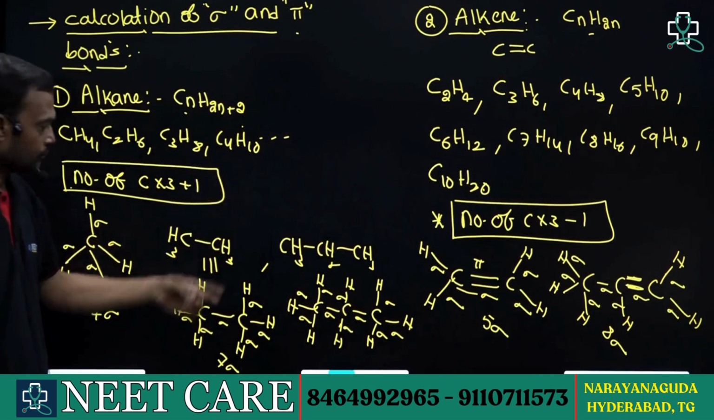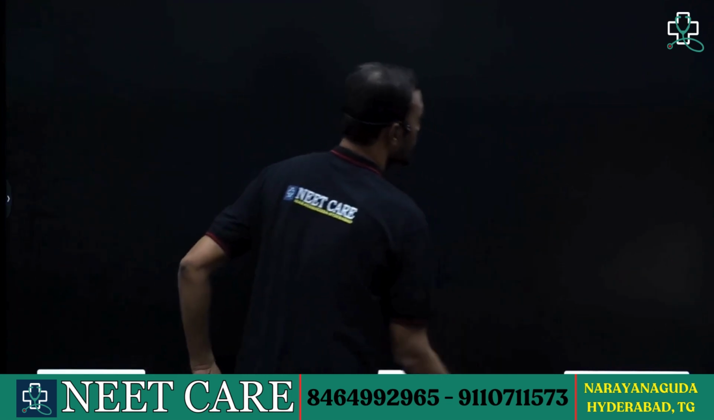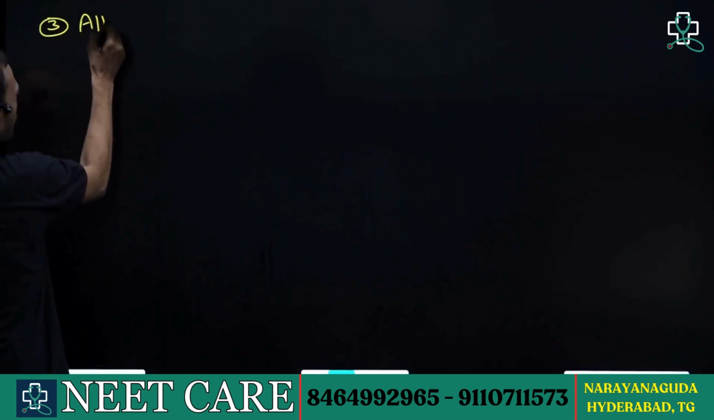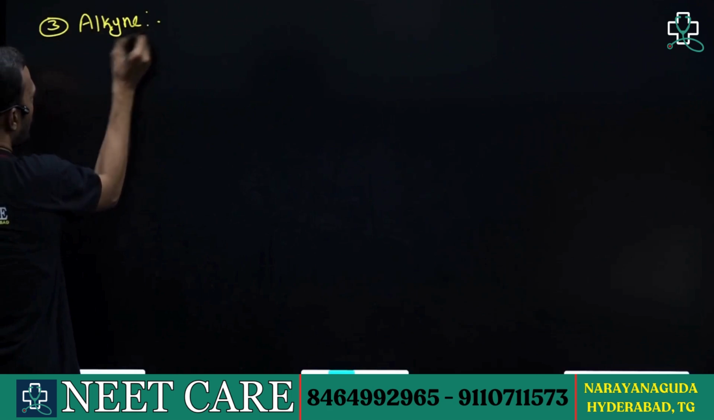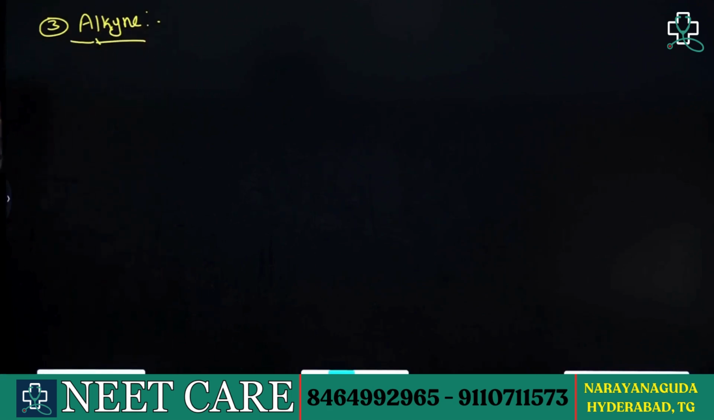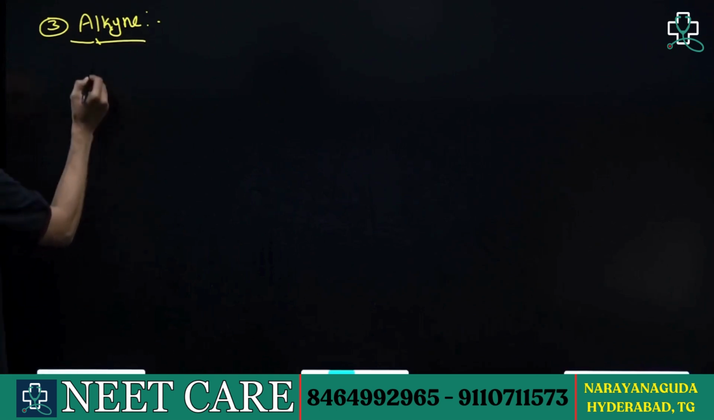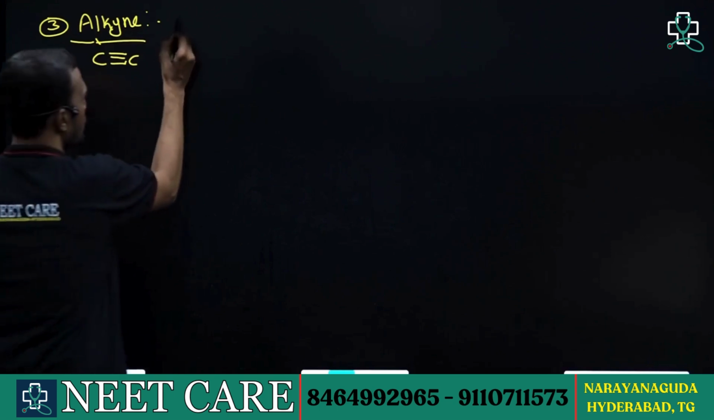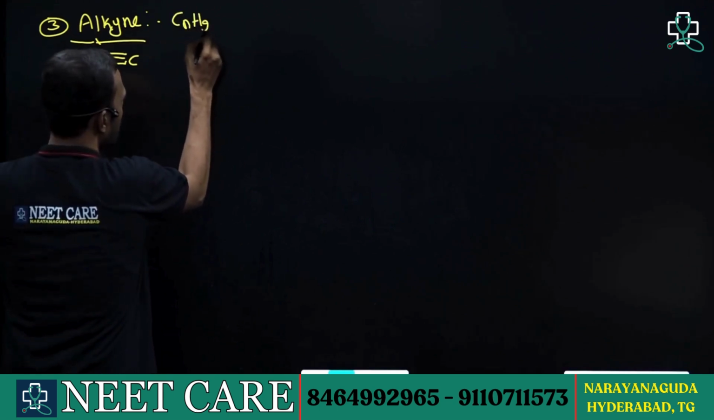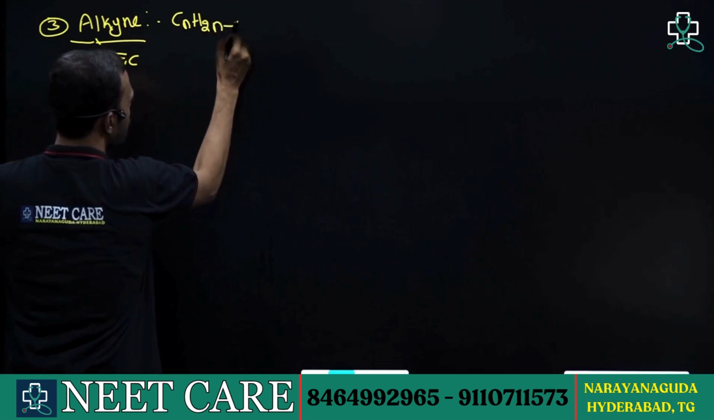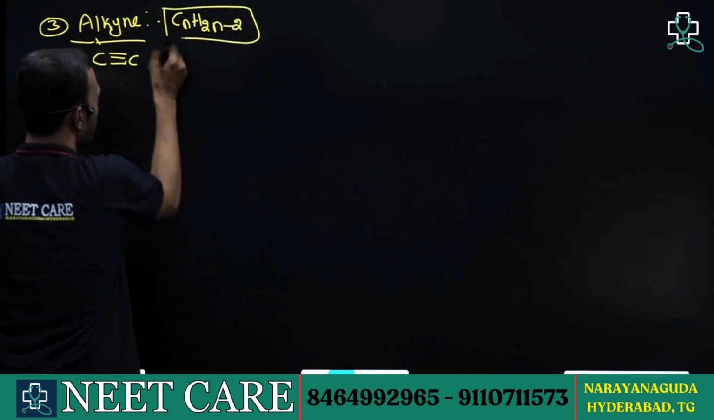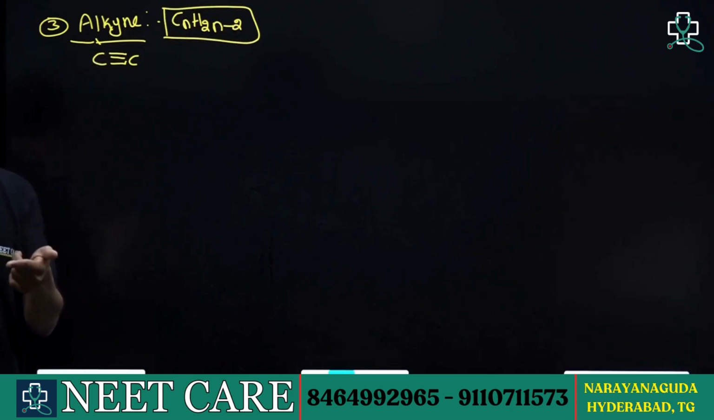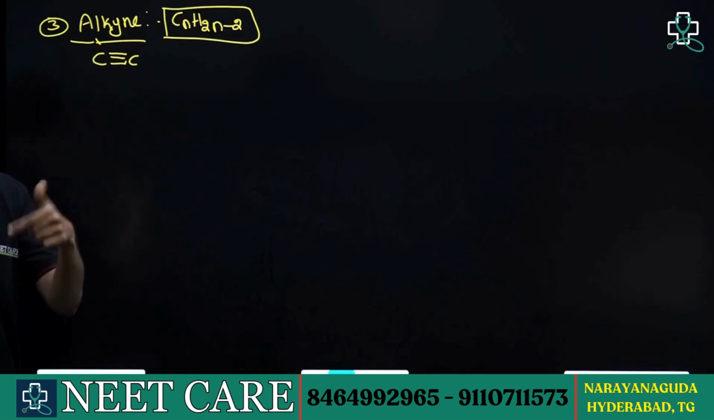Is it clear? Now see this. Next possibility, that is alkyne. What does it mean? Alkyne means a carbon-carbon triple bond. Between 2 carbons there is a presence of a triple bond. Right? Now the general formula is CnH2n minus 2. See the difference in their formulas. If it is an alkane with single bonds, CnH2n plus 2, then CnH2n, then CnH2n minus 2.